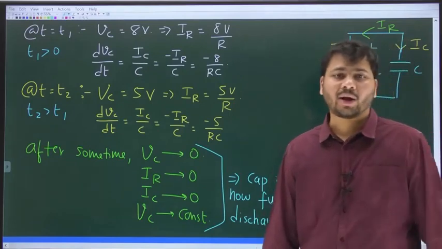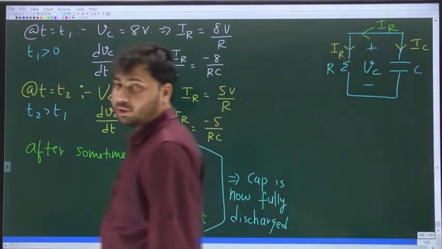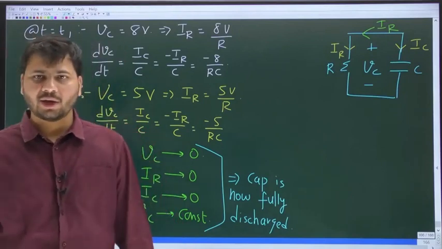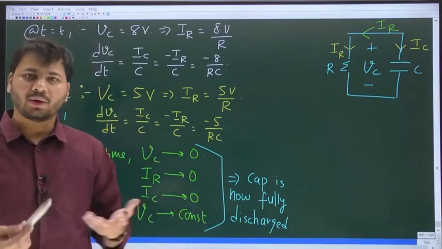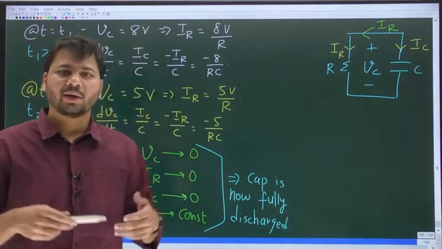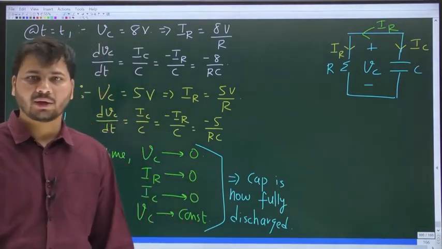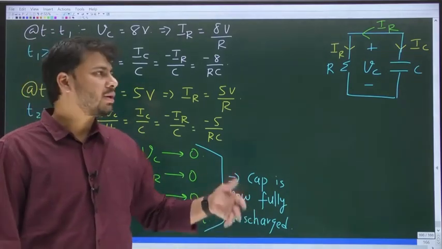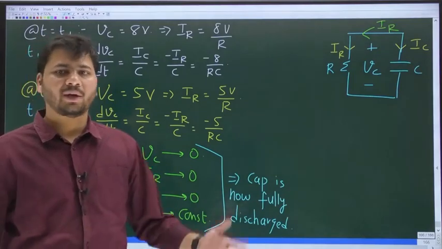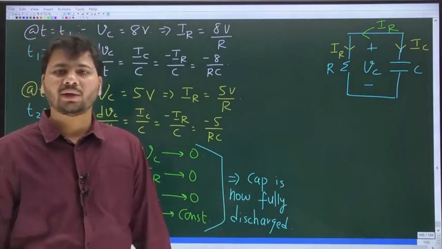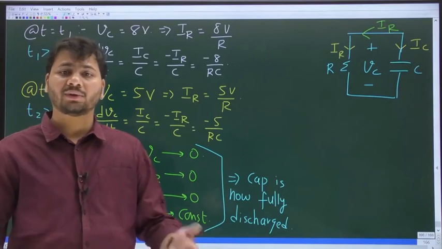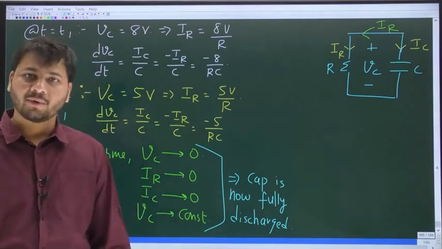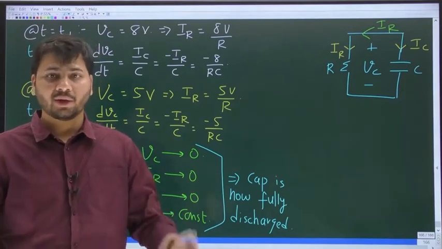So what happens in this source-free RC circuit? Initially, there will be some voltage across the capacitor. If there is voltage across the cap, it also means there is some energy stored in the capacitor. In this particular example, the initial voltage across the cap was 10 volts. So what is the initial energy stored in the capacitor? Half C times 10 squared. 10 squared is 100. 100 by 2 is 50. 50C joules.